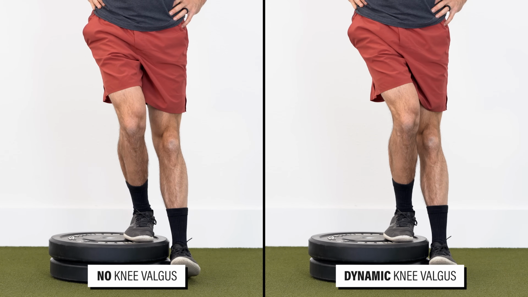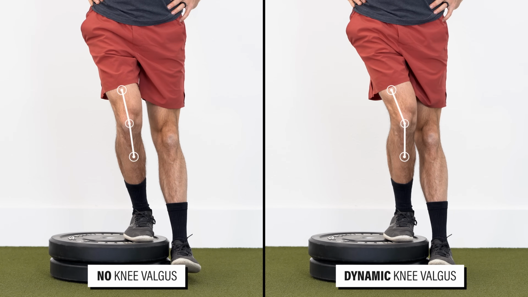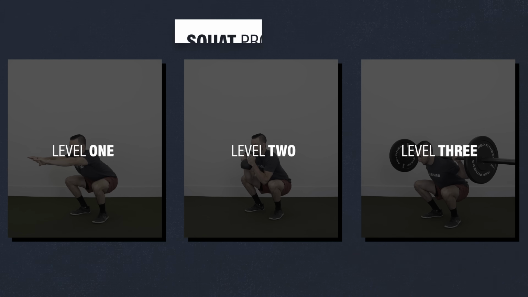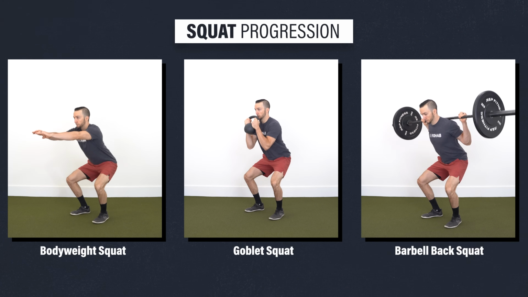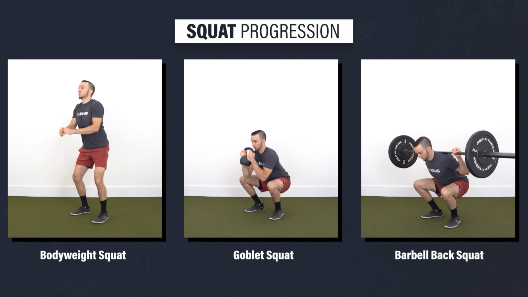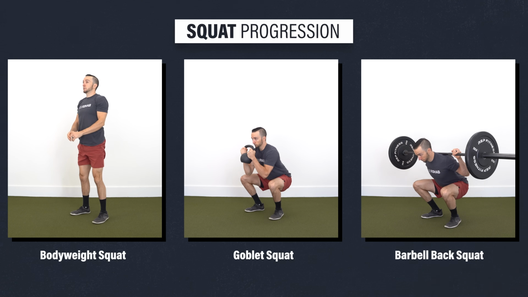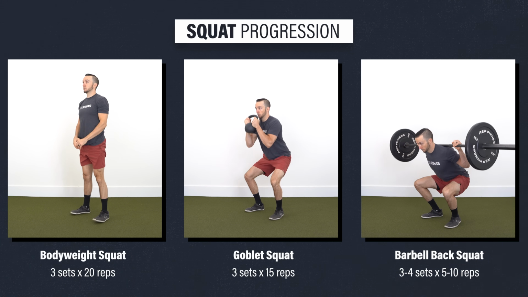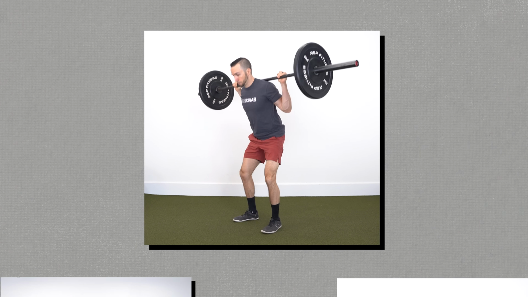The previous single leg options require more control and have a greater chance for dynamic knee valgus, which will load the affected tissues. Therefore, you may consider starting with the squat progression. Begin with bodyweight squats, progress to a goblet squat with a dumbbell or kettlebell, and eventually to a barbell back squat. Progress through these levels following the parameters shown. You can continue to program these squats through the duration of your rehab.